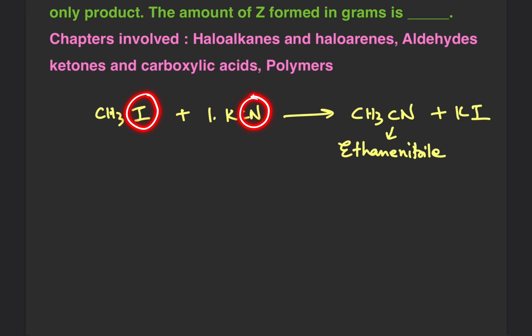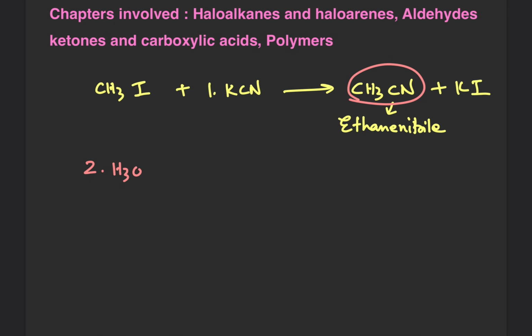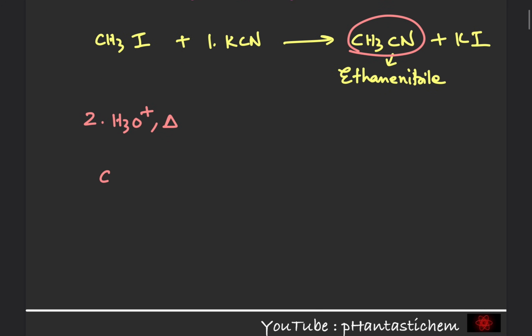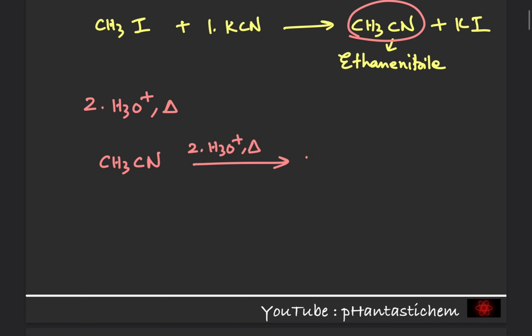Okay, so here I minus is replaced by CN minus. Nucleophilic substitution reaction happens. Okay, then CH3CN is then reacted with the second reagent, that is H3O+ and heat. So nitriles are hydrolyzed to carboxylic acid in the presence of acids as catalyst. Okay, that is, with respect to reaction, CH3CN, which is a nitrile, in the presence of H3O+ and heat, is hydrolyzed to carboxylic acid, CH3COOH.